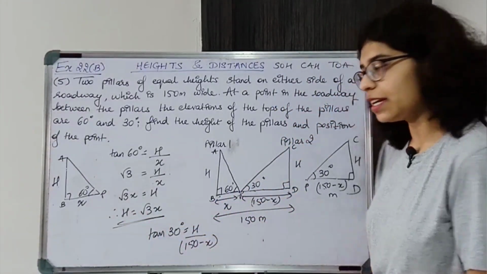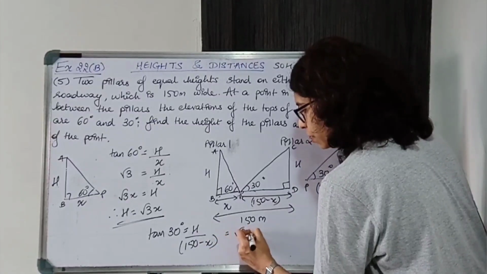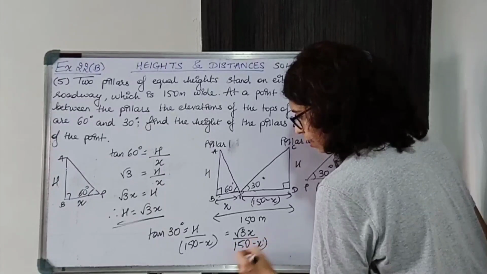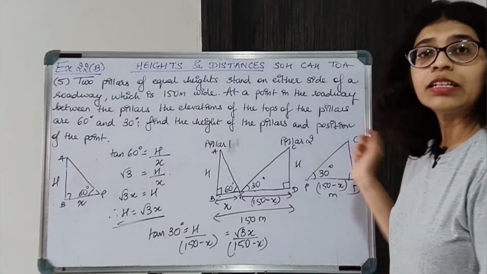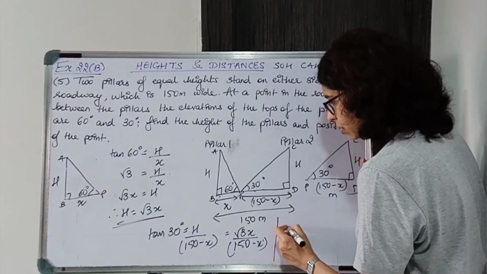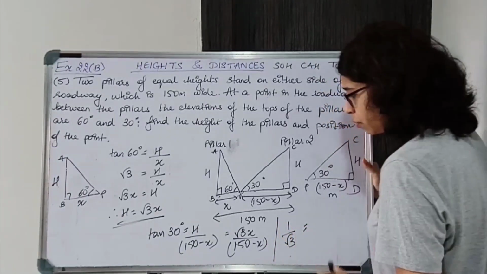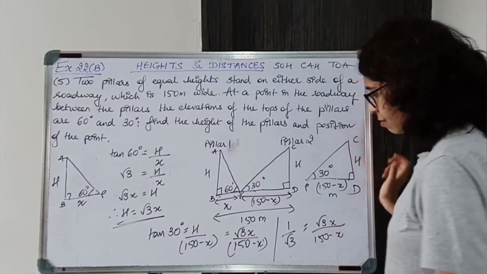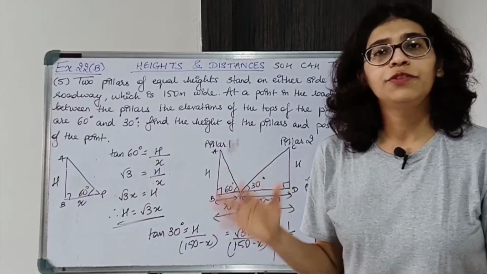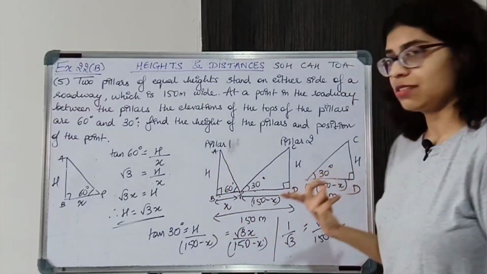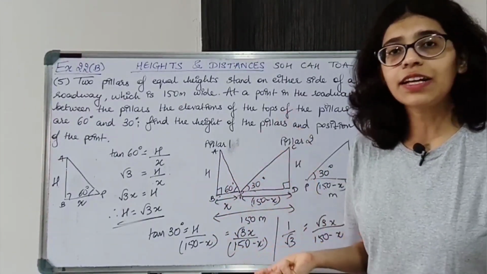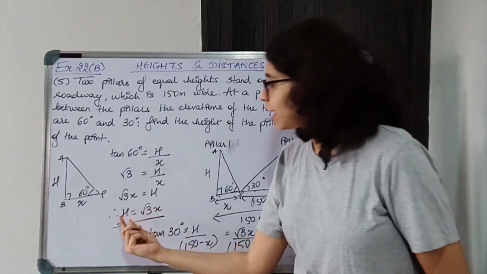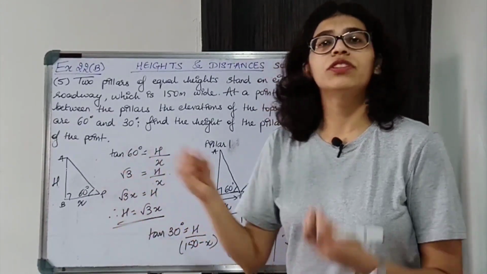H is what? Root 3x. So you can substitute root 3x over here. So root 3x upon 150 minus x. What is tan 30? Tan 30 is 1 upon root 3, from the standard value table. So 1 upon root 3 is equal to root 3x upon 150 minus x. You just need to cross multiply and solve. You will get the value of x. Once you get the value of x, just substitute it and you will get the value of h. So it's very easy.